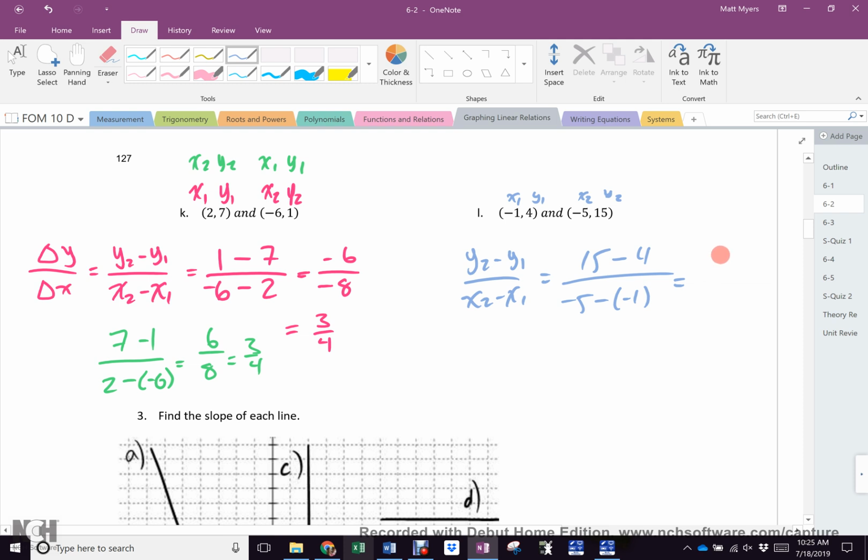What's the answer? No, of the whole thing. 11 over. It makes me so sad when my 10th graders can't add.